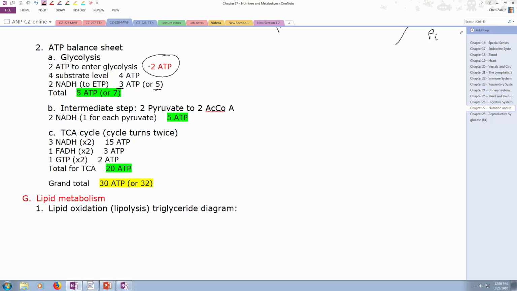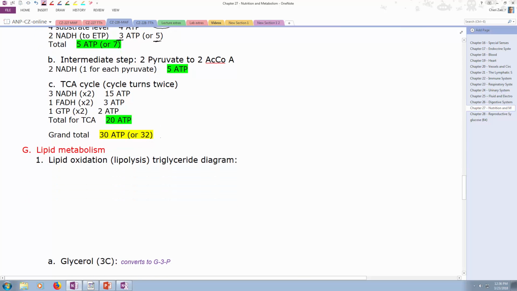In the TCA cycle, we already talked about these numbers here, and multiply those by 2. And remember, for each NADH, we get 2.5 ATP. So for 3 NADHs, therefore we get 7.5 ATP. And we double that because we're taking 2 turns of the cycle for each glucose that we actually chew up, so to speak. So that's why we get 15, 3, and 2.